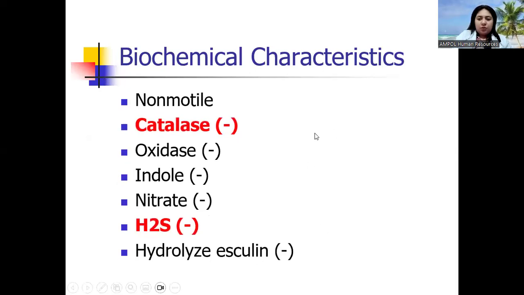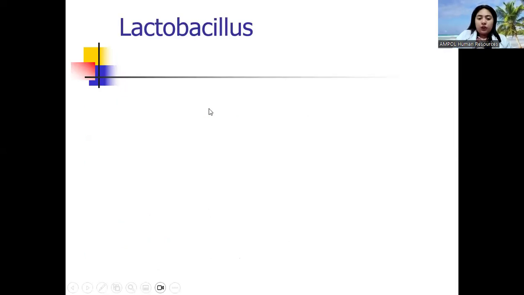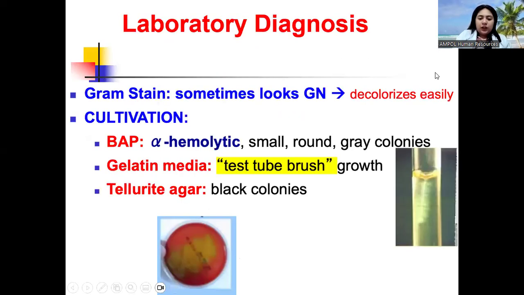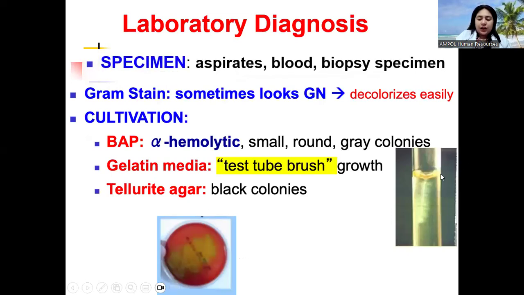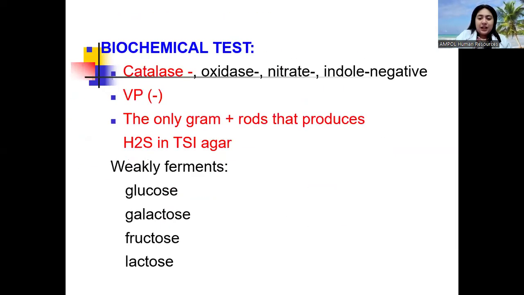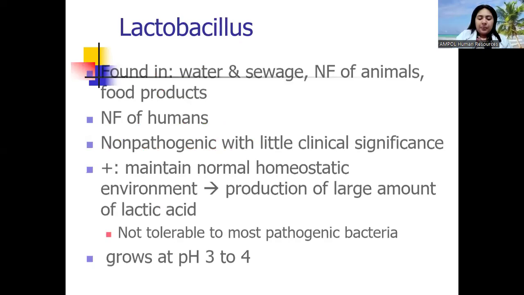For the biochemical reactions of Lactobacillus, they are non-motile and catalase negative. Compared with Erysipelothrix, which is H2S positive, both are catalase negative, so they are the same. Lactobacillus is non-motile. Erysipelothrix shows test tube brush growth on SIM. Sorry, Erysipelothrix is actually non-motile, so it is still non-motile.